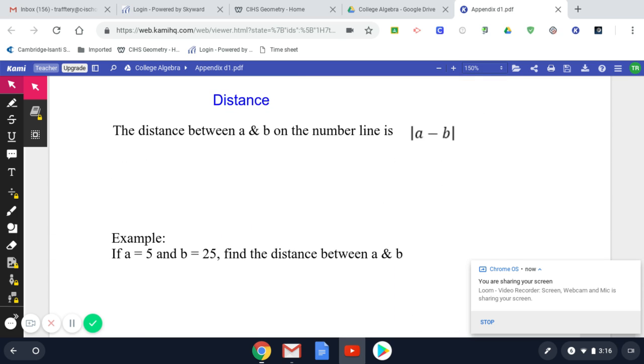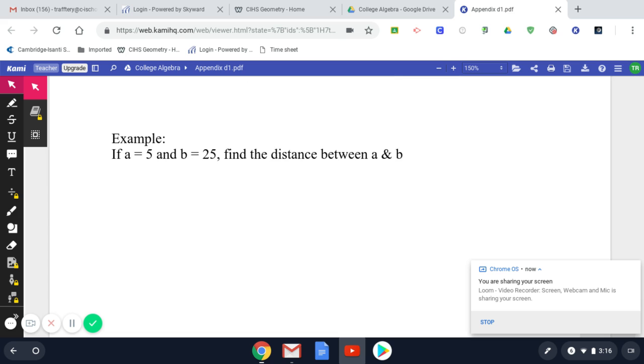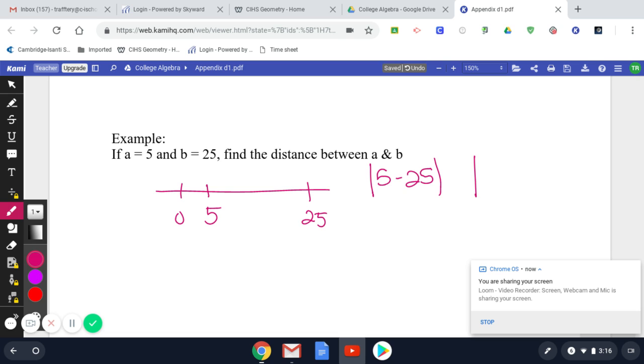The distance between two numbers on the number line is just the difference of them, and you take the absolute value. So, for example, if I have on a number line, here's my 5, here's 25, here's 0, then if I want to find the distance, I can take the absolute value of 5 minus 25. I could also take the absolute value of 25 minus 5. Either way, my answer is 20.